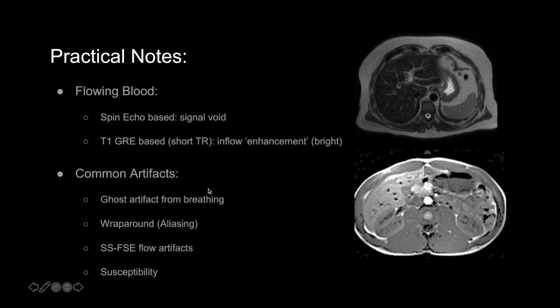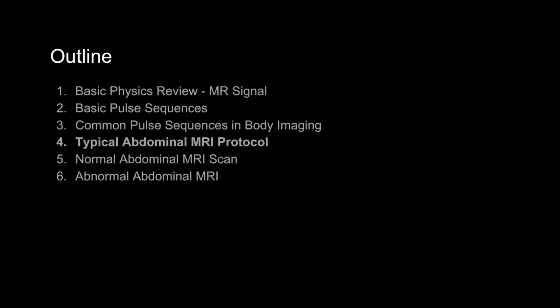We don't have time to get into an in-depth discussion of MR artifacts, but I really encourage you to read the appropriate essential topics. Again, there are links in the description, and I've also attached a link to a table that summarizes MRI artifacts and things you can do to try to fix them in the description. But common artifacts include ghosting from breathing, wraparound artifact or aliasing artifact, flow artifacts on SSFSC images, as well as susceptibility artifact that we described briefly as well.